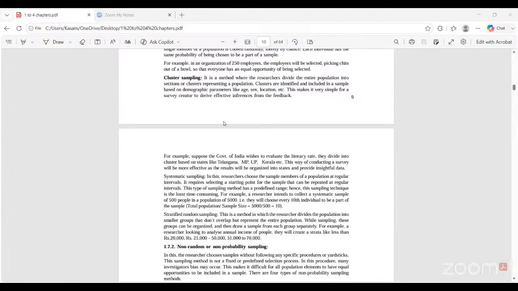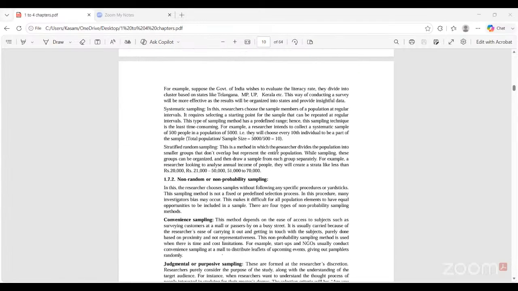Yes, sir. So for example, suppose the government of India wishes to evaluate the literacy rate, divided into clusters, like Telangana, Madhya Pradesh, UP, Kerala. Conducting the survey this way will be more effective. The results will be organized into states and provide insightful data. Correct or not? Yes, sir.